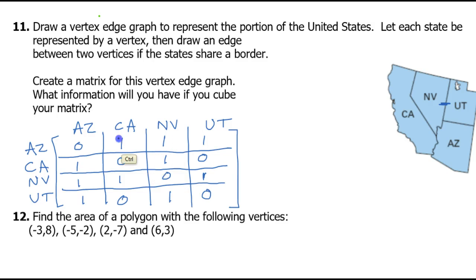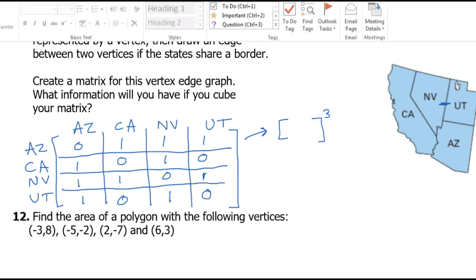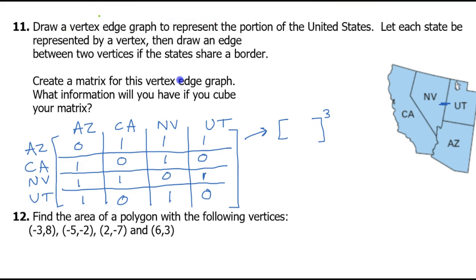Now they're asking what information will we have if we cube this matrix. So imagine that I took this matrix. I'm not going to rewrite it. Just pretend that the matrix was inside of these brackets, and then I cubed it. The numbers inside, as I mentioned in the previous problem, would represent the number of ways you do whatever the problem is about, and then the exponent tells you the number of edges.